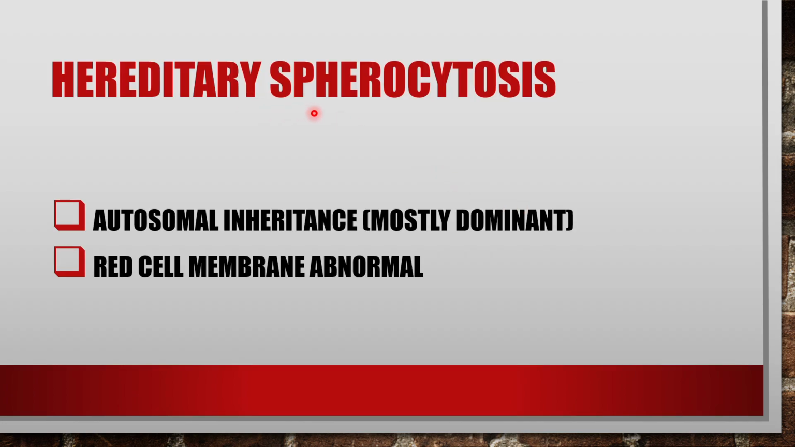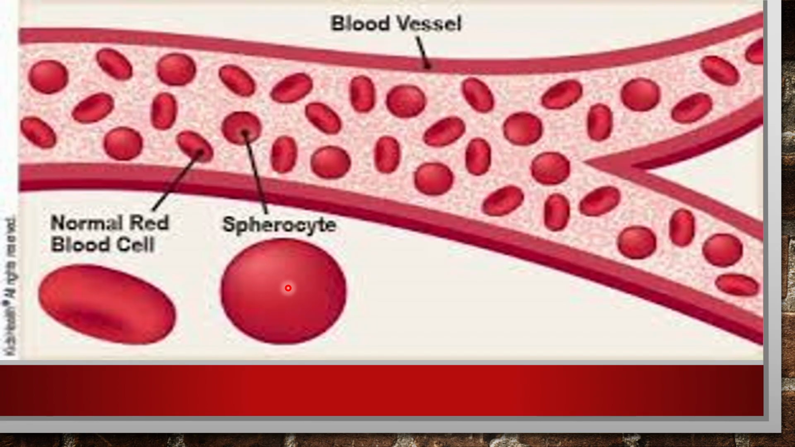So let us go into the topic hereditary spherocytosis. It is an autosomal inheritance and it is mostly dominant, and it is a red cell membrane abnormality. So as you can see, this is the normal red blood cells which are biconcave in shape, and this is a spherocyte which has a little different shape, and both run together in the normal blood vessels.